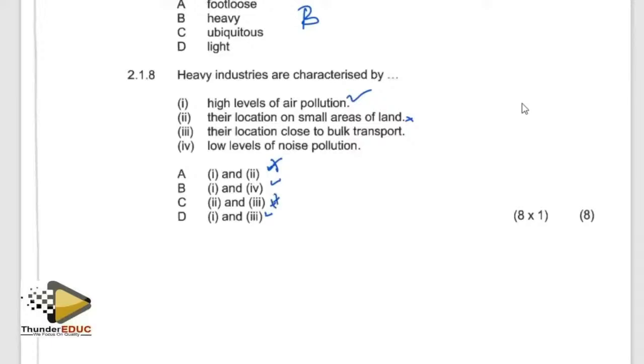So what are we remaining with? With D and B. So if it's D and B, let's go to the next one. This one says their location close to bulky transport. That is true. And low levels of noise pollution. No, they have high level of noise pollution. So it should be 2 and 3. 2 and 3 is D.